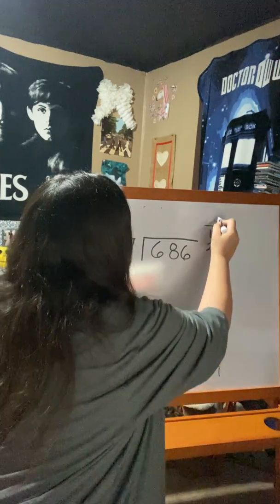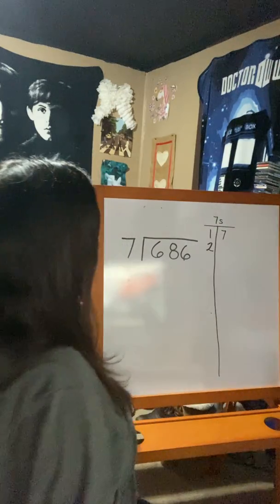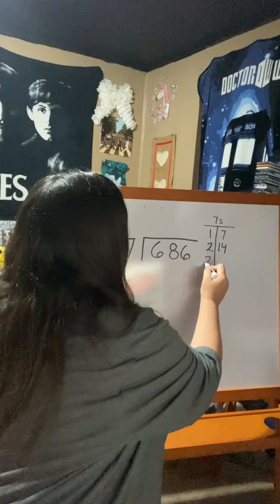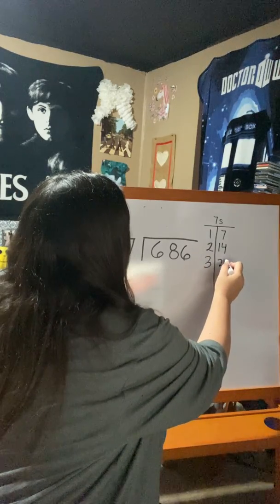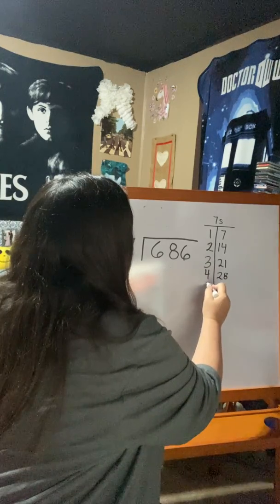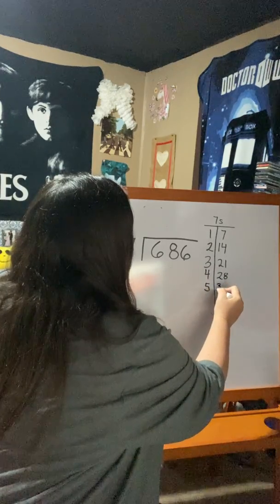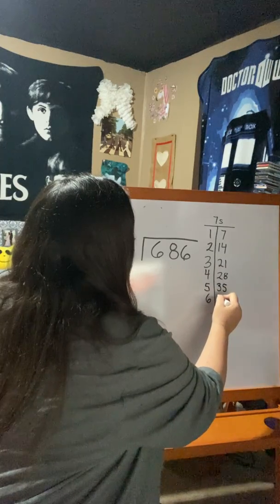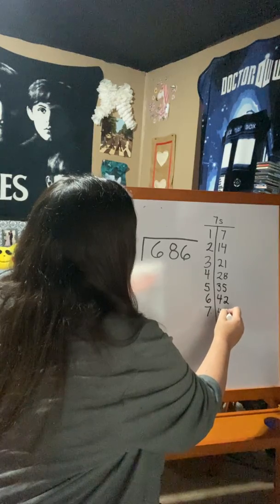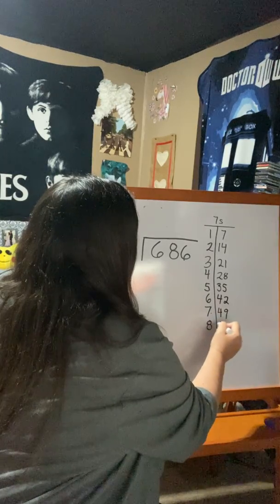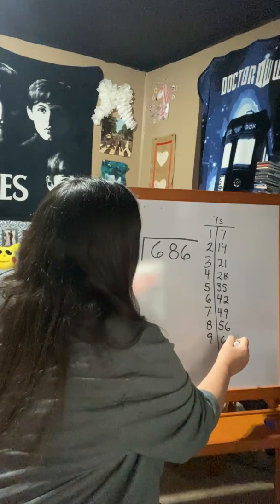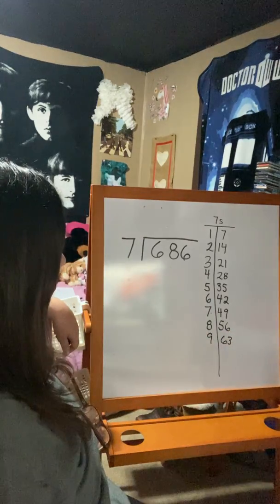2 times, we'll just put 7s up here. 2 times 7 is 14. 3 times 7 is 21. 4 times 7 is 28. 5 times 7 is 35. 6 times 7 is 42. 7 times 7 is 49. 8 times 7 is 56. 9 times 7 is 63. That's our 7s.